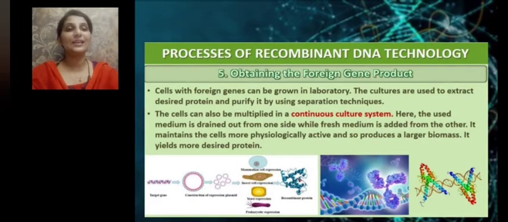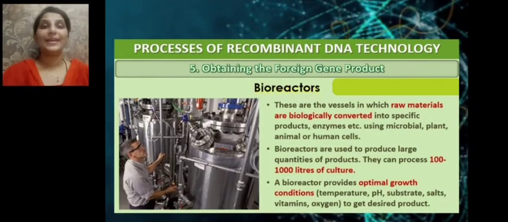It maintains the cells more physiologically active and so produces large biomass. It is more desired protein. So the more the medium is given, the cells remain physiologically active and increase in number, that is an increase in biomass, and they give the desired protein in large quantities. Cells with a foreign gene are cultured in laboratories or in a continuous culture system, which helps the cells to multiply in large biomasses, and thus we obtain the desired protein in large quantities.